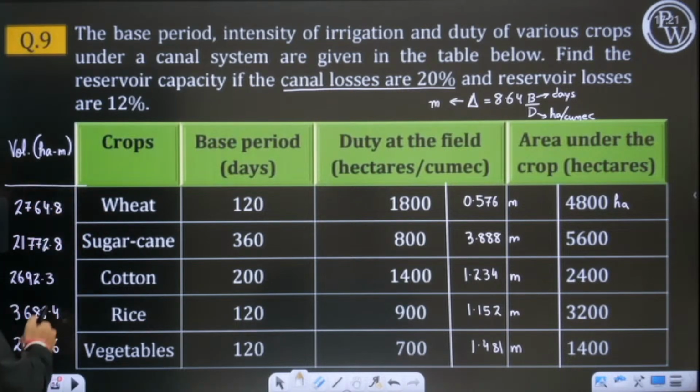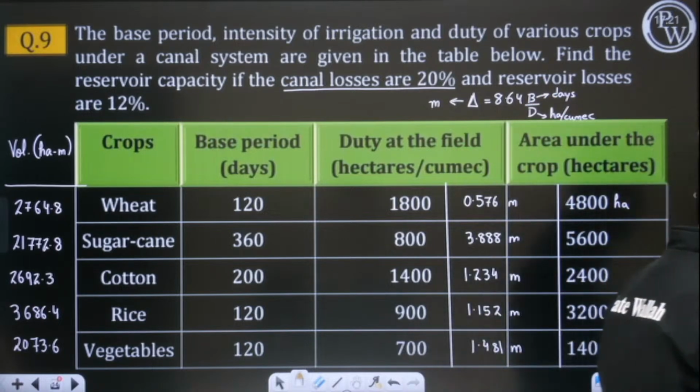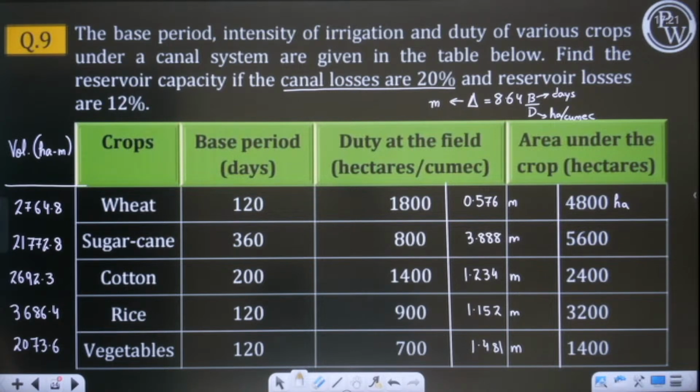Now, if I'm interested in finding the total volume of water which is required by all these crops, and obviously, this water will come from the reservoir only. Tell me how much is the total volume which we are getting here? Tell me what is the total volume of water. If I sum it up, how much are we getting?